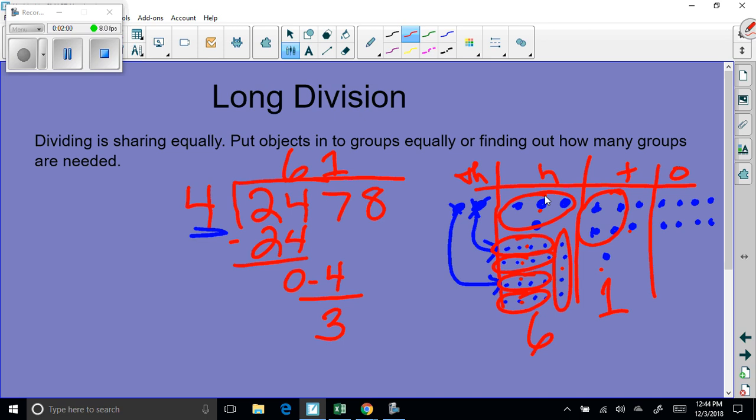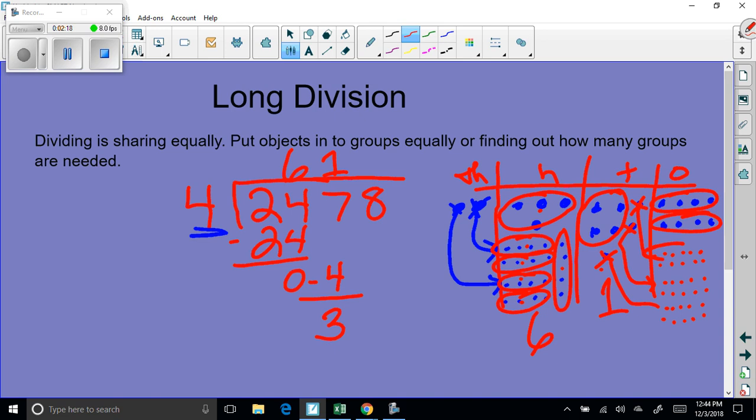And so now I'm going to regroup these 3 tens left over into groups of 10. So now what I've done is I've taken the 3 leftover tens and I've broken them down into groups of 1. And so now I can go back to making my groups of 4 again. So I'm going to circle groups of 4.